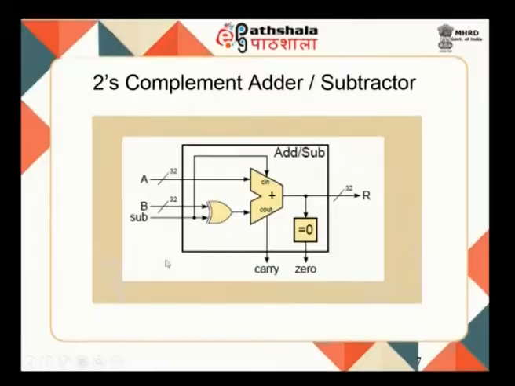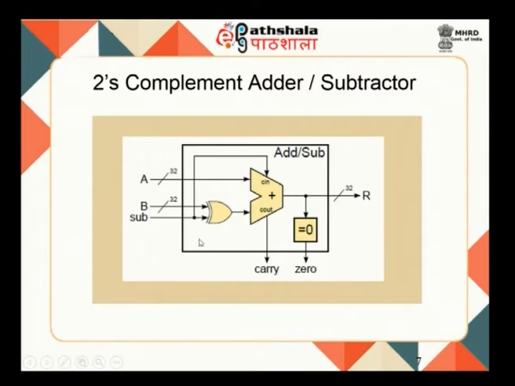If you see how this is done, you have a normal full adder circuit here. One input to the full adder is given as such. The second input to the full adder, the second bit, is XORed with a control input which is called the sub bit. If you have to perform a subtraction operation here, you make this bit 1, and if you have to perform an addition operation, you make this bit 0.